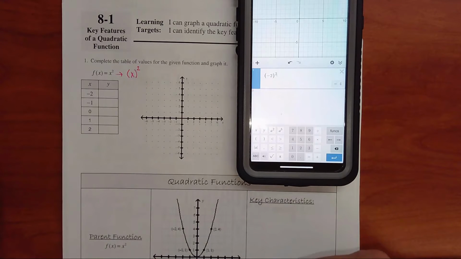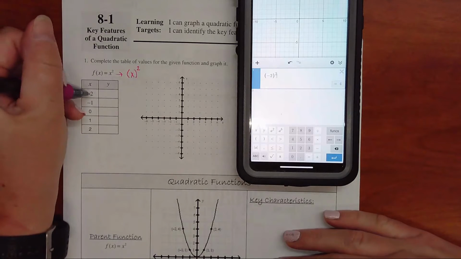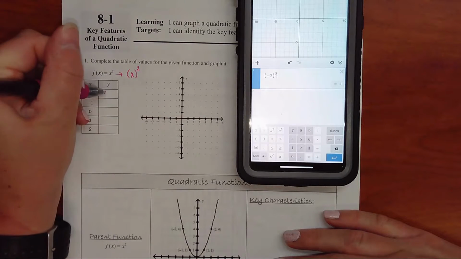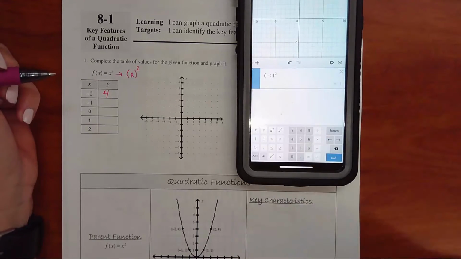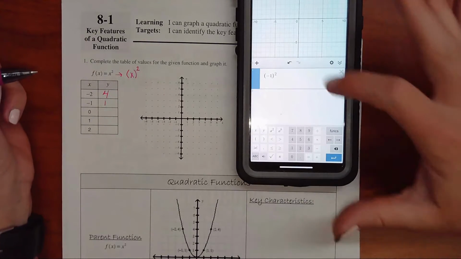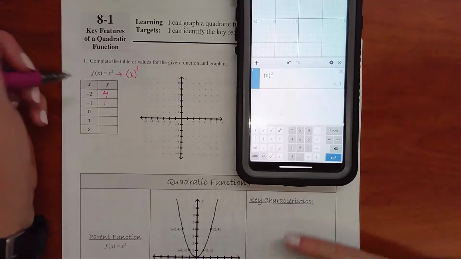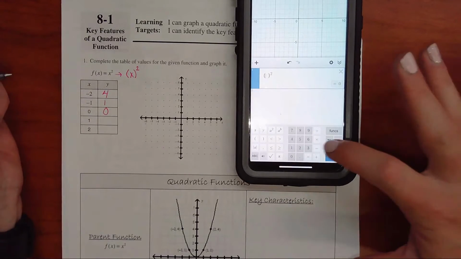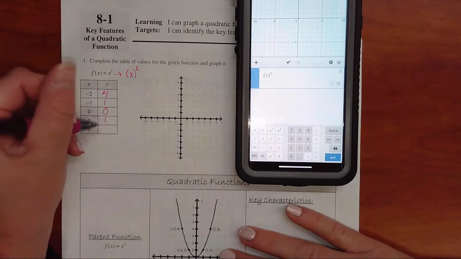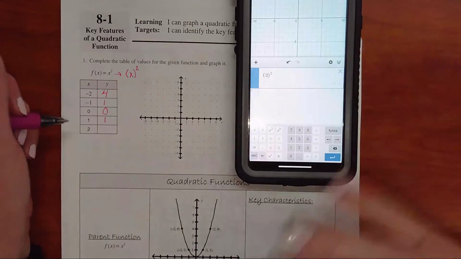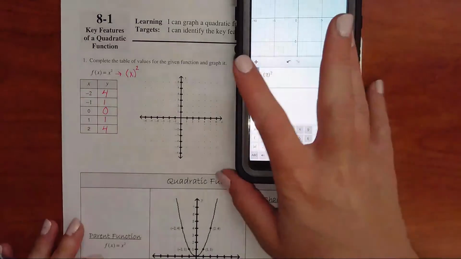You have to put the parentheses. If you don't, it's going to tell you -4 because your calculator does order of operations. So when you plug in a -2, you get a +4. When I plug in a -1, I get a +1. When I plug in a 0, I get 0. When I plug in a 1, I get 1. And when I plug in a 2, I get 4. I got ahead of myself there.